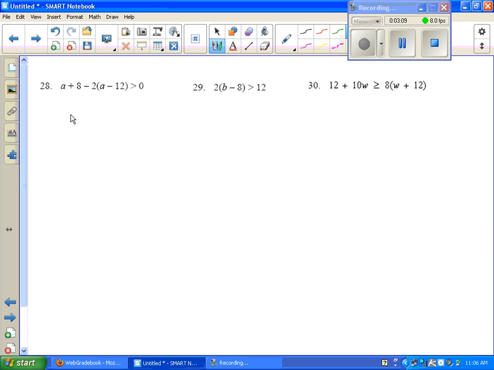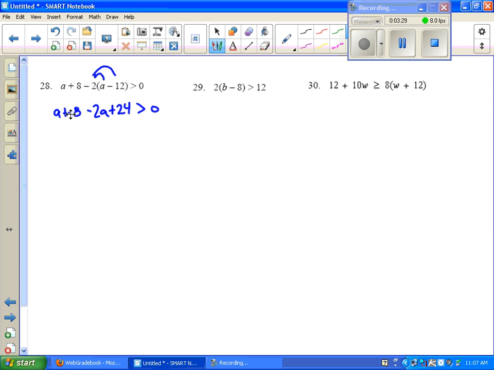We would do any exponents. We don't have any of those. The next thing we have is multiplication and division. We have some multiplication. More specifically, we have the distributive property. -2 times a is -2a, and -2 times -12 is a positive 24. Bring the rest of our stuff down. A plus 8 and greater than 0.